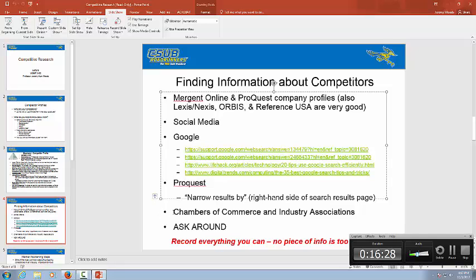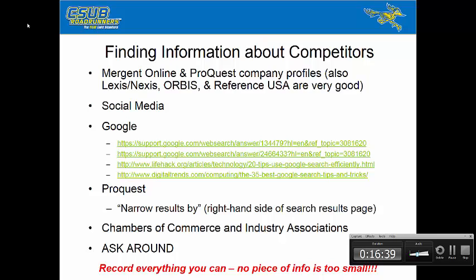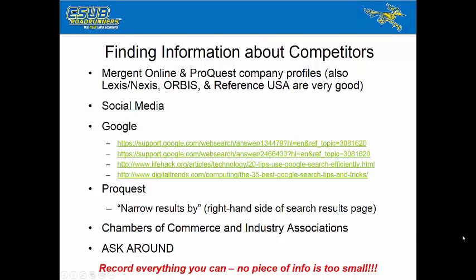Chambers of commerce and industry associations are also good sources of information about competitors, and just asking around, just asking people about the competitor. A lot of word of mouth. Word of mouth is really good for finding information on competitors as well.